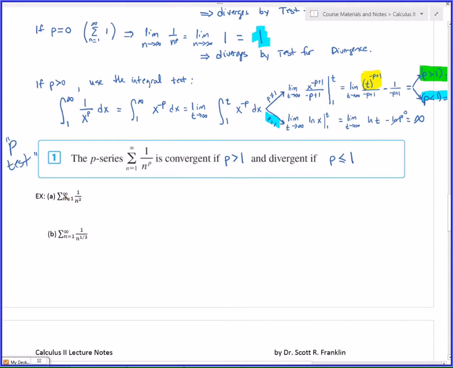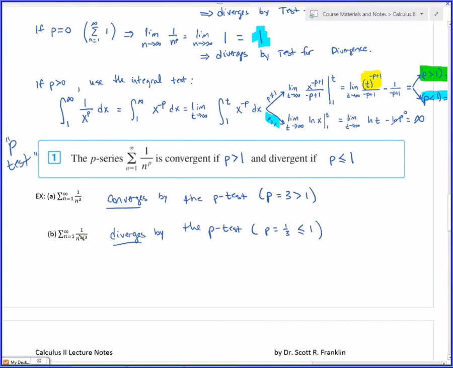This one is the sum from n equals 1 to infinity of 1 over n cubed. Converge or diverge? Converges by the p-test, because p is 3, which is greater than 1. What about this one? Diverges by the p-test, because p is 1/3, which is less than or equal to 1. So it diverges.